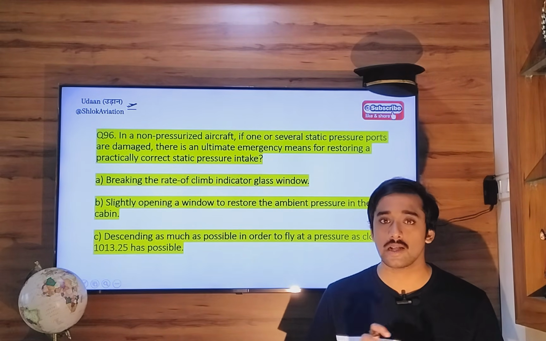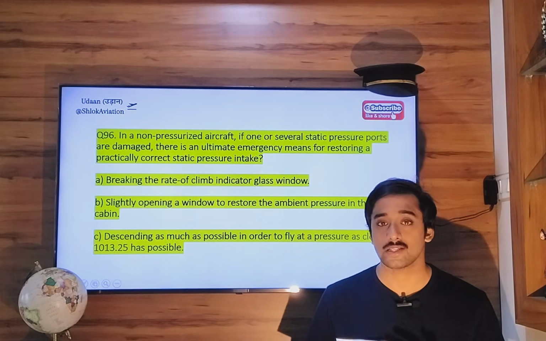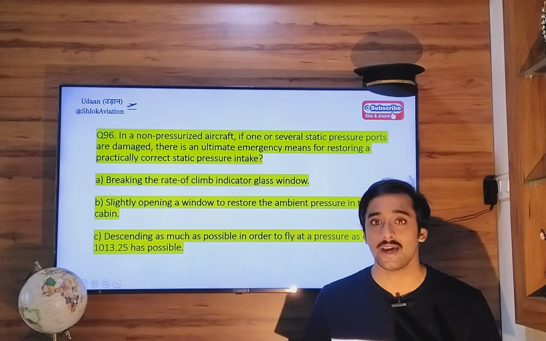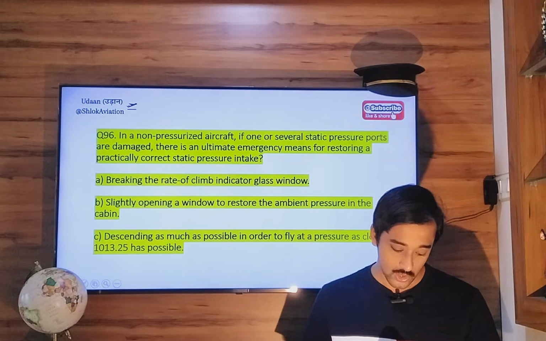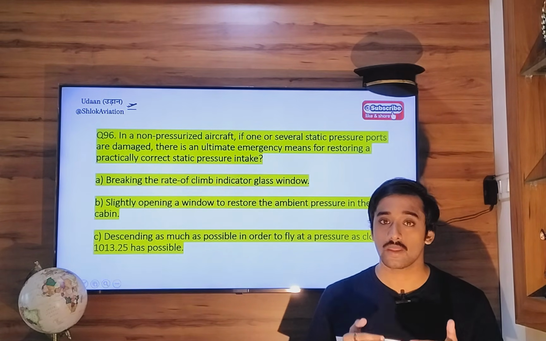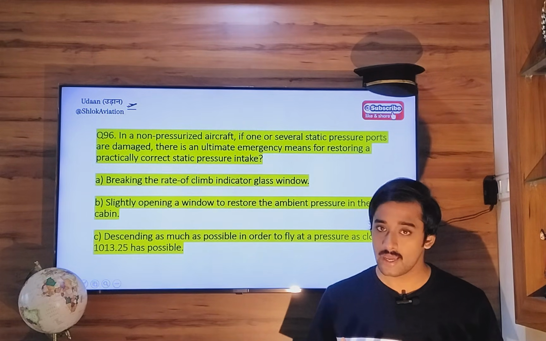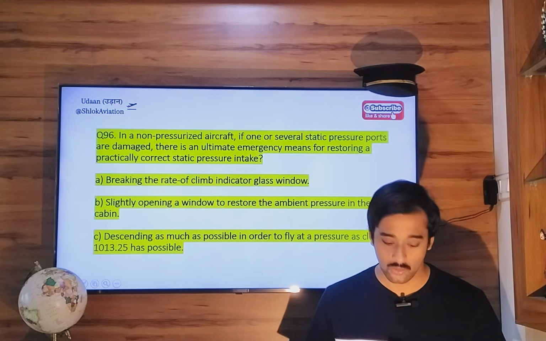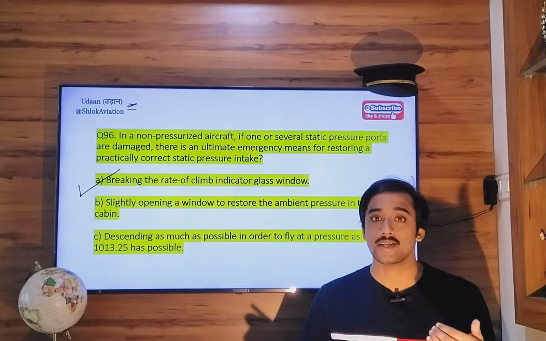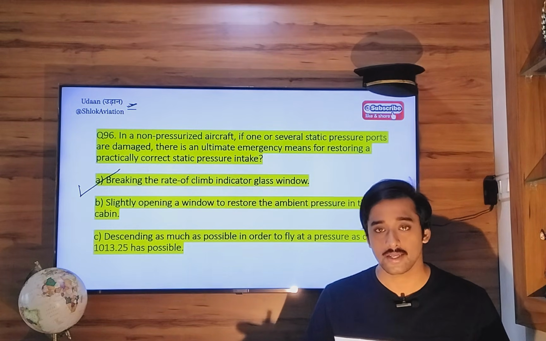Like I said, the vertical speed indicator is an important instrument for flying your aircraft, especially in climbs and descents, but not as important as ASI and altimeter. That's why we make the least risky choice, breaking the VSI glass window. So the correct answer is option alpha. Now if you have an alternate static source, you can open that instead of breaking the glass of the VSI.